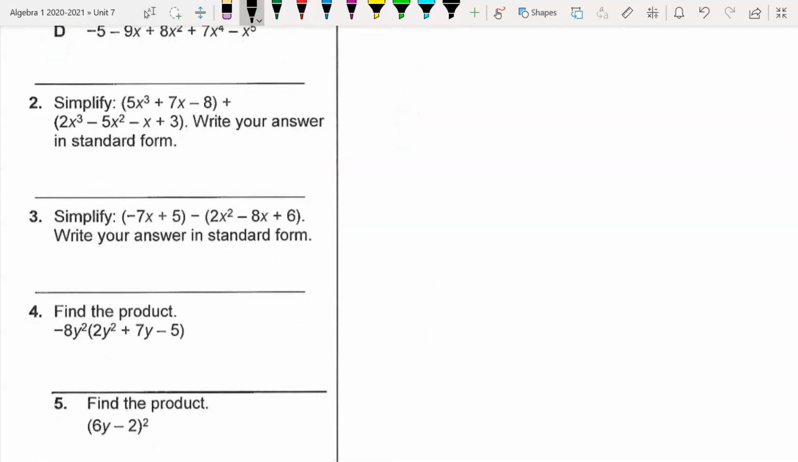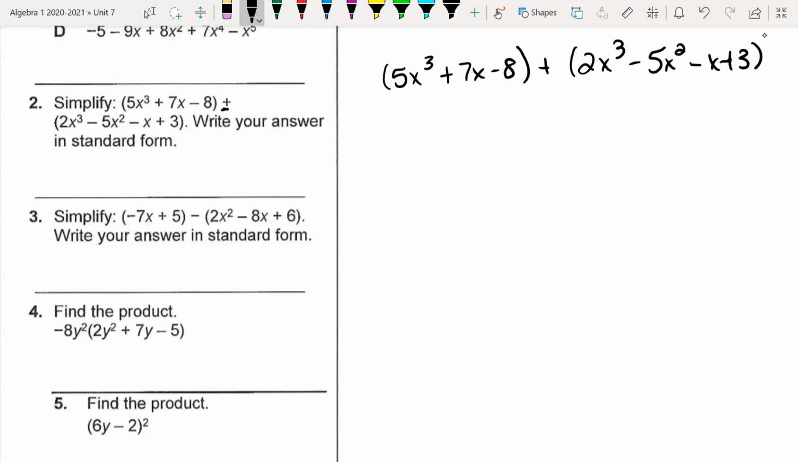Simplify. If you look at this problem, there's a plus sign in between them, so we're just adding, combining like terms. So I have 5x to the third plus 7x minus 8 plus 2x to the third minus 5x to the second minus x plus 3. We start with the highest exponent, 5x to the third, 2x to the third. If I add those, I get 7x to the third. Don't forget, whenever you add, the exponent does not change.